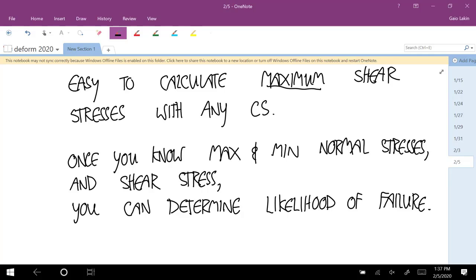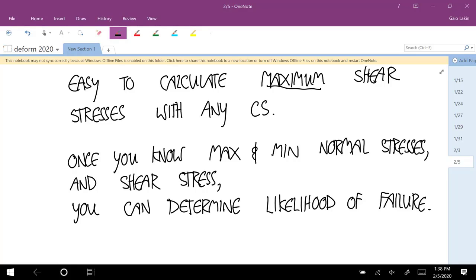And when I say minimum, I don't mean minimum absolute value. I mean maximum compression if it's in compression. So you can think of this as maximum tension and maximum compression. And then with an easy calculation from there, you can calculate the maximum shear stress value that you could have with any choice of coordinate system. And using those values, you can say with some confidence whether you're concerned about this steel thing that's built into the door or whatever being damaged by the loads. Okay, that's the idea here.